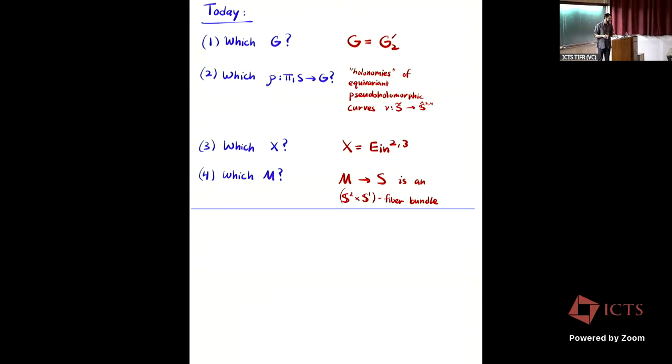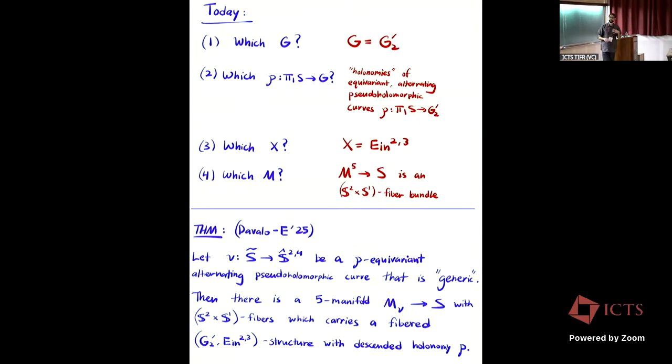And now we'll get into the weeds, and there'll be many words I need to define later. But here's the main theorem. We start off with nu, which is a rho-equivariant alternating pseudoholomorphic curve from the universal cover of our surface into this pseudosphere, satisfying some generic condition to be defined. Then out of this curve, we will build a 5-manifold, M nu, which is a fiber bundle over the surface with S2 cross S1 fibers. And this 5-manifold carries a fibered G2 prime, Einstein 2-3 structure in the sense defined, such that the holonomy on the total space descends to the surface group, and it descends as the original representation rho, encoding the equivariance condition.